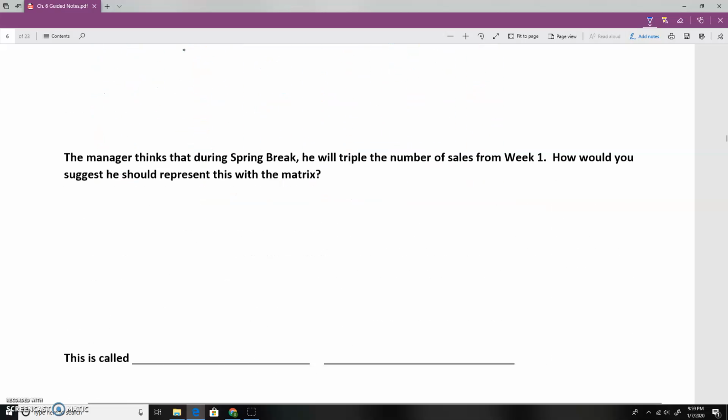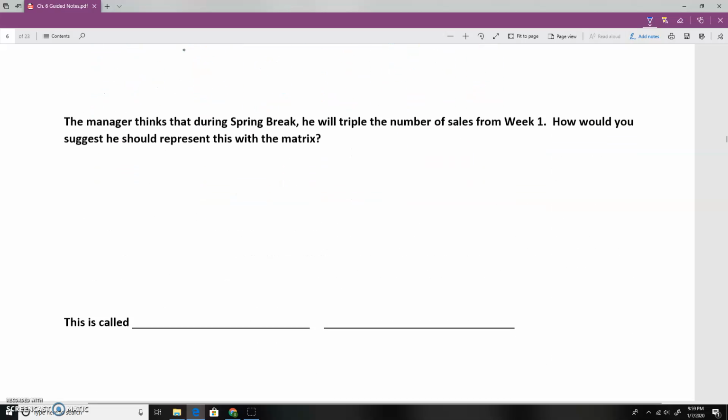Now, let's say the manager thinks that during spring break he's going to triple the numbers he got from week 1. So week 1 is matrix A. He thinks he's going to triple it. So he's going to do 3 times what A is. Well, for that, we would take 3 times our matrix A, which looks like this: 4, 1, 10, negative 2, 7, and 13.